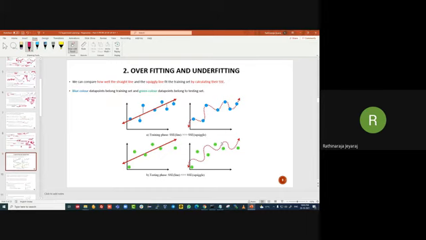Next, overfitting and underfitting. It's so interesting and easy to understand. Now, look at this figure. The blue color data points are called the training set, and the green color is the testing data set. There is a data set and we split it into two, training and testing. Blue color is training, green color is testing.